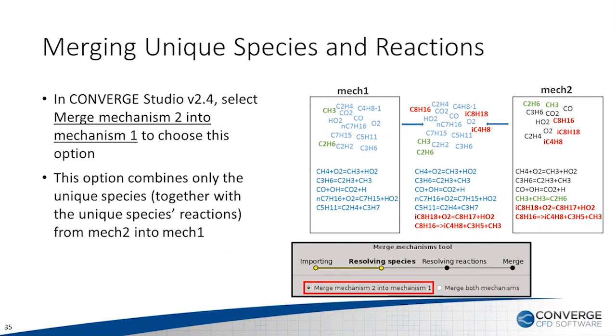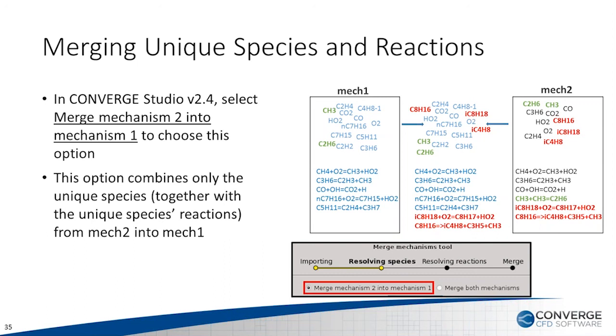as in the example here, we have Mech 1 as the base, and Mech 2 is the mechanism we're trying to merge. In the middle is the final mechanism we have. You can see all the Mech 1 reactions are kept in the final. Only the reactions and species unique from Mech 2 got merged into the final mechanism.